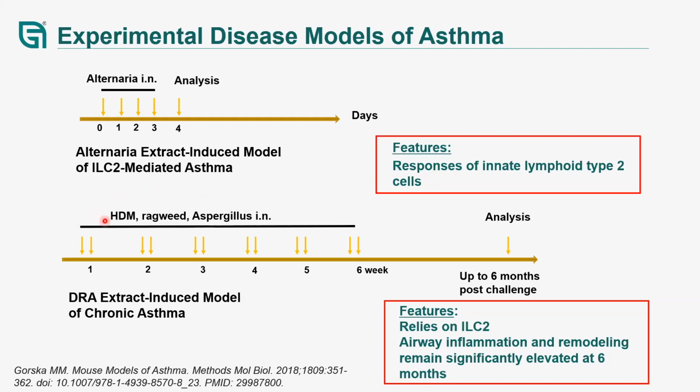The combination of house dust mite, ragweed, and aspergillus intranasal challenge is a better model in that it's very relevant allergens driving human disease, the innate lymphoid type 2 cell response, disease pathology remains for months following induction, and it represents the human chronic allergen disease.